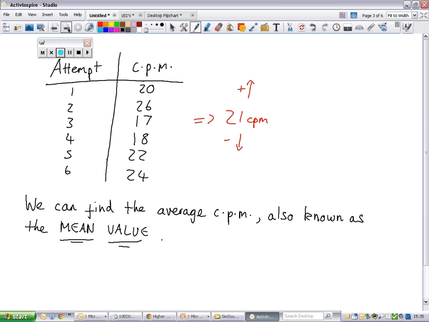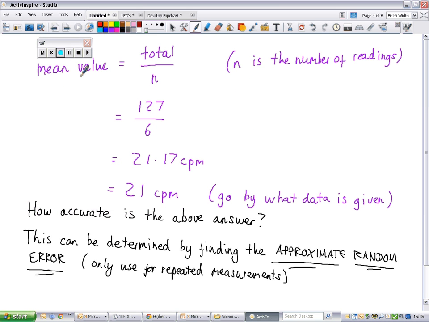So we used background radiation. If we look at this background radiation, there's a spread of values there. We take those values and we calculate what is really an average. We call it the mean value. We've got a little equation that we can use for calculating the mean value, and that's taking the total of all those values and dividing it by n, which is the number of readings. So we figured out 21 counts per minute.